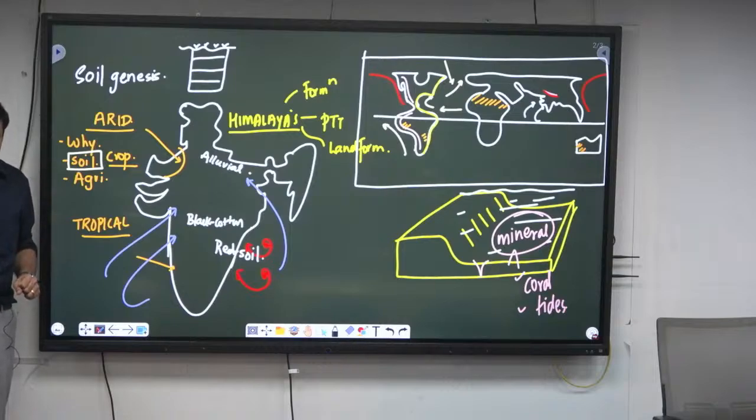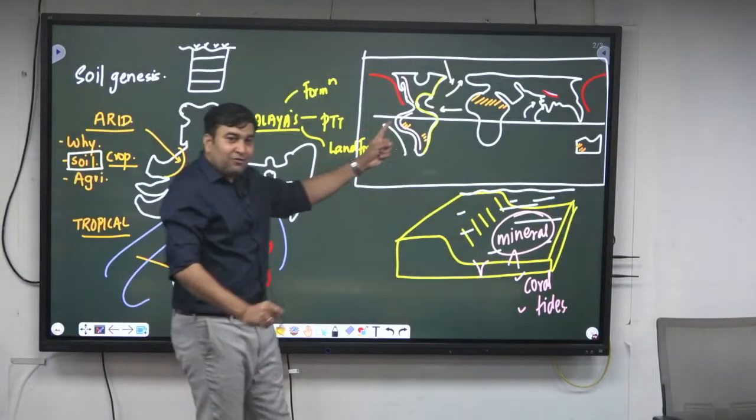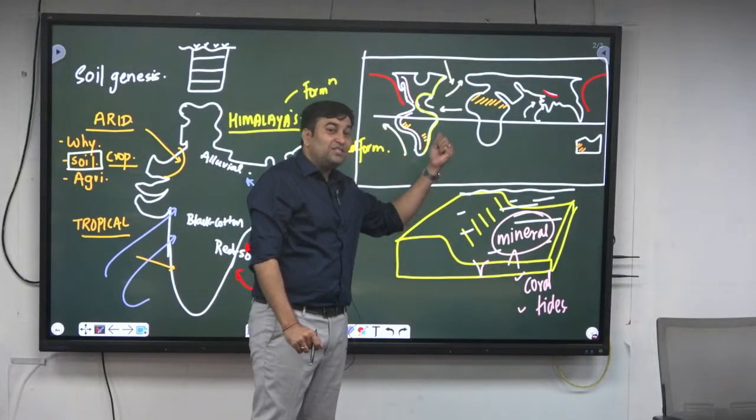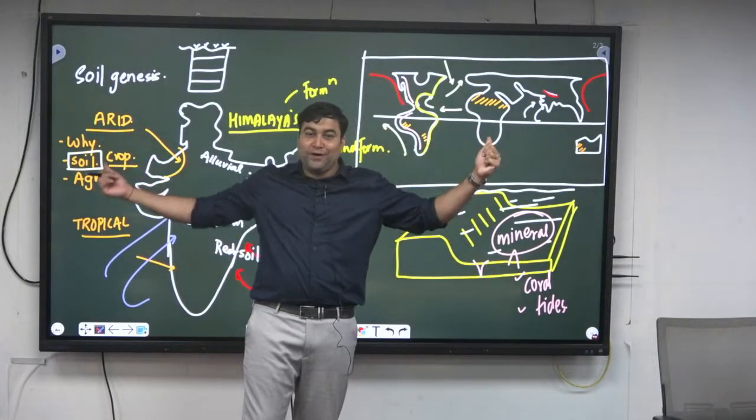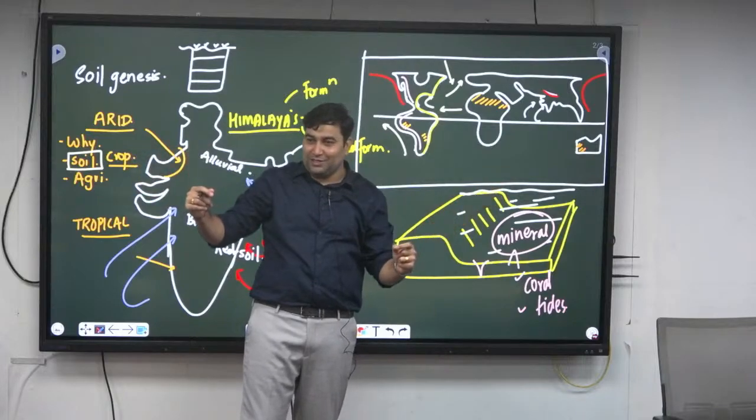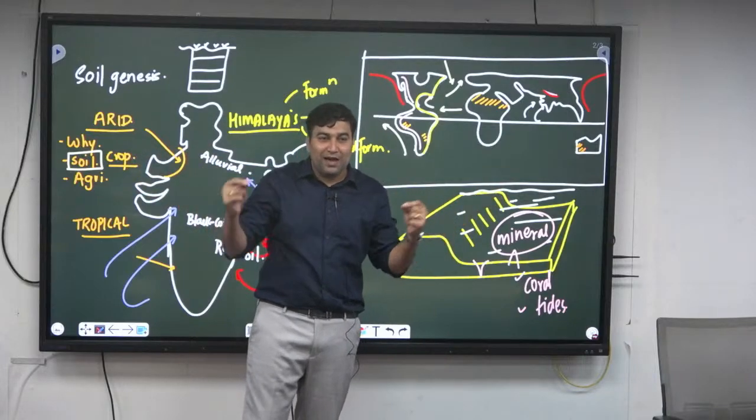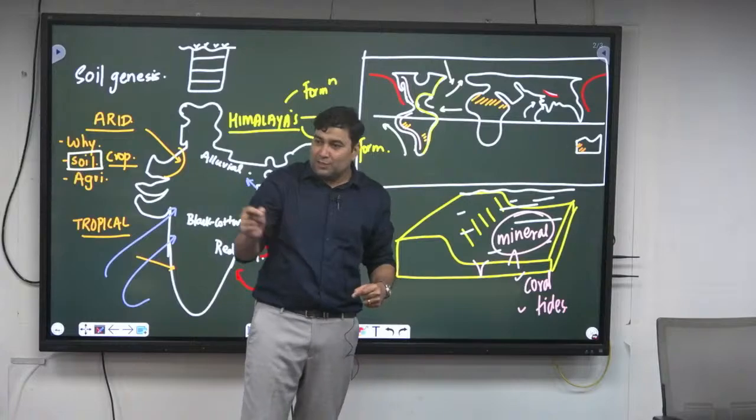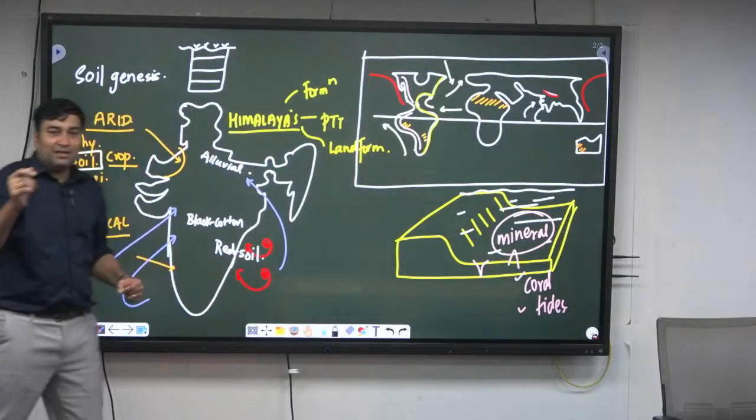Getting the idea? In the whole world, which type of soils you will find in which region? Which crops you will find in which region? That we are going to study. Whether the soil is basic or acidic, that we will understand. Depending upon that, crop will be dependent, correct?